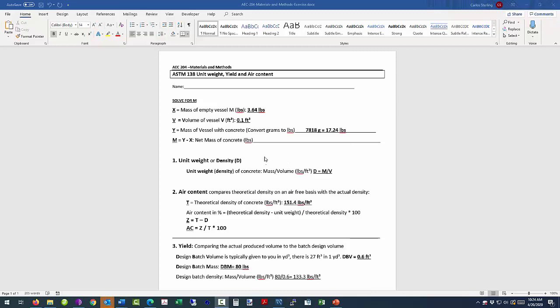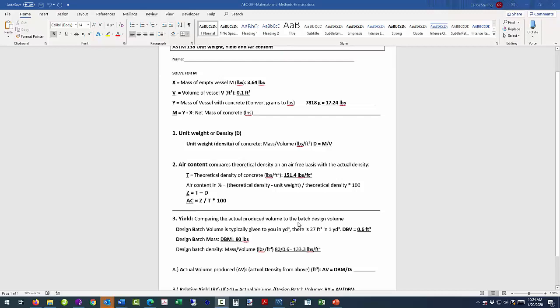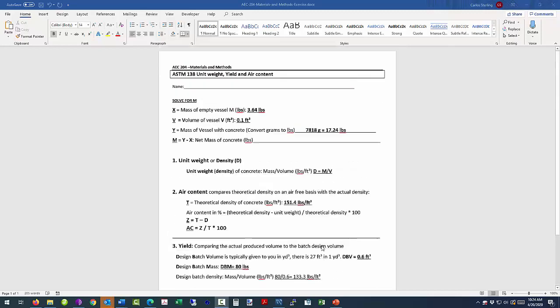So I want to explain this to you. You'll print it out, put your name on it, do all the problems here, and then scan it in or take a picture and send it back. So, kind of an explanation: we've already weighed your vessel for you. When it was empty, this is what it weighed.